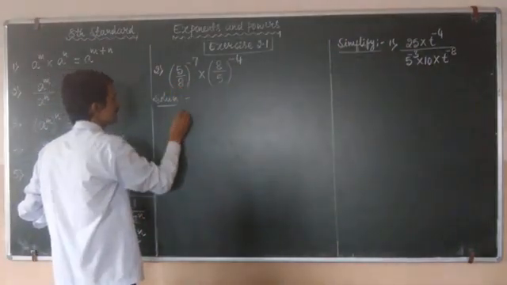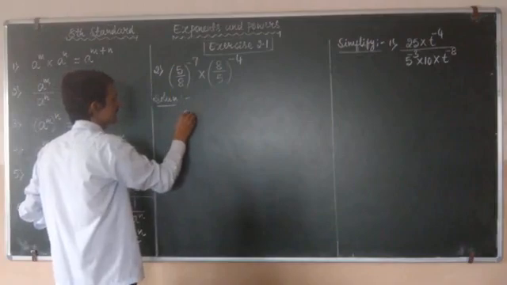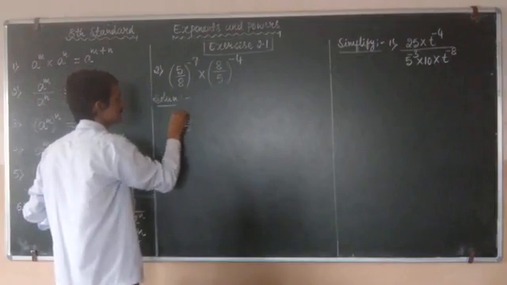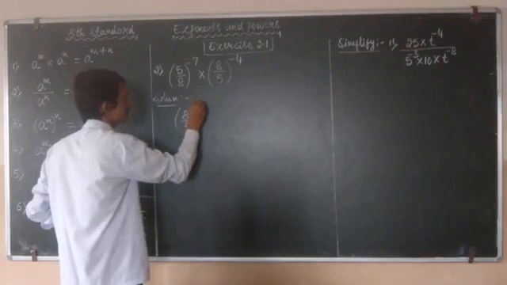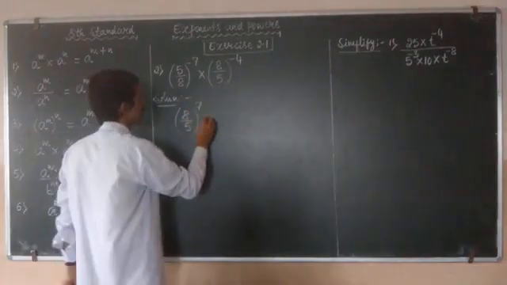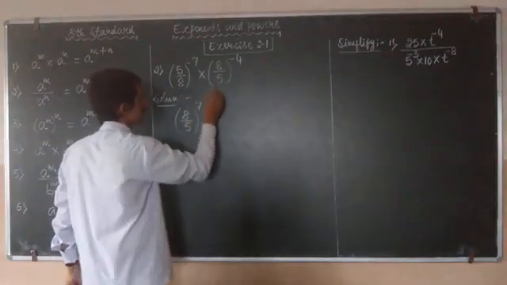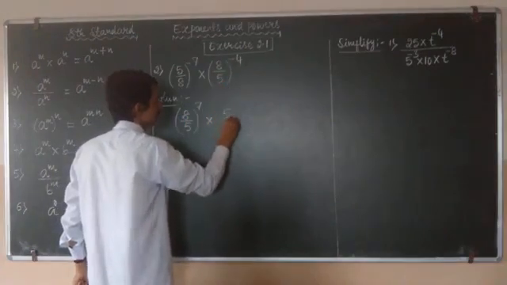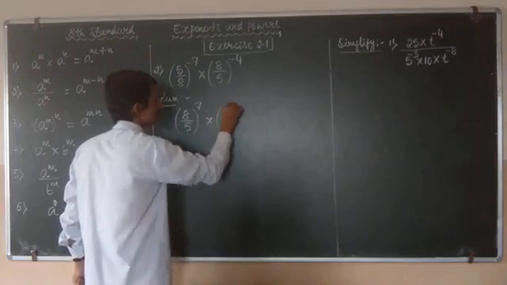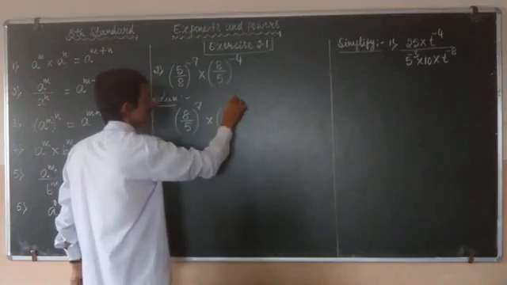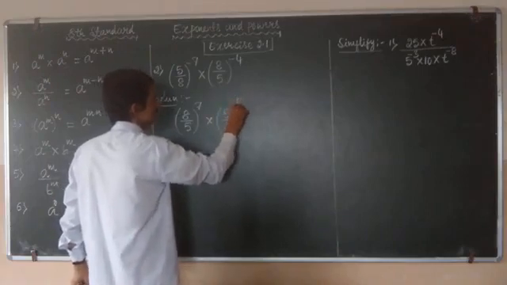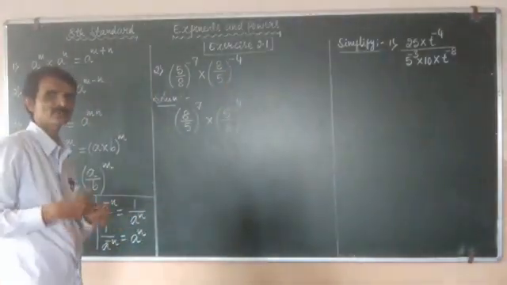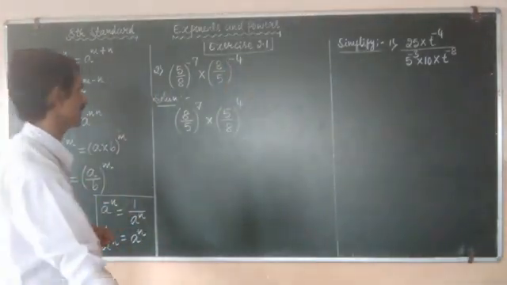This 5 by 8 can be written as 8 by 5 whole to the power of 7, into, similarly, this 8 by 5 can be written as 5 by 8 whole to the power of 4. So the difference is, the negative exponent is converted to the positive exponent.